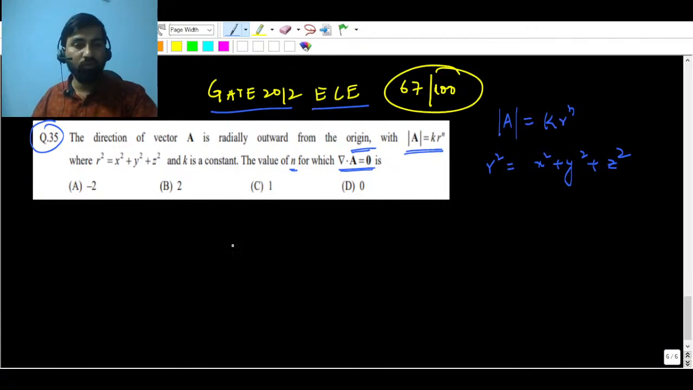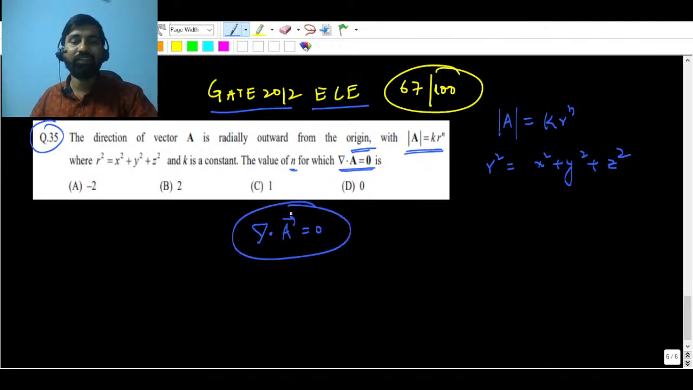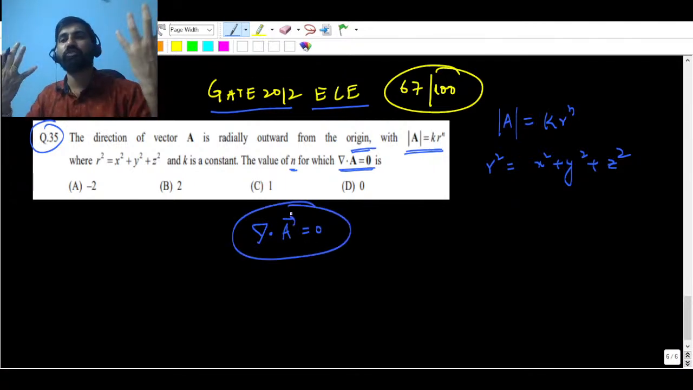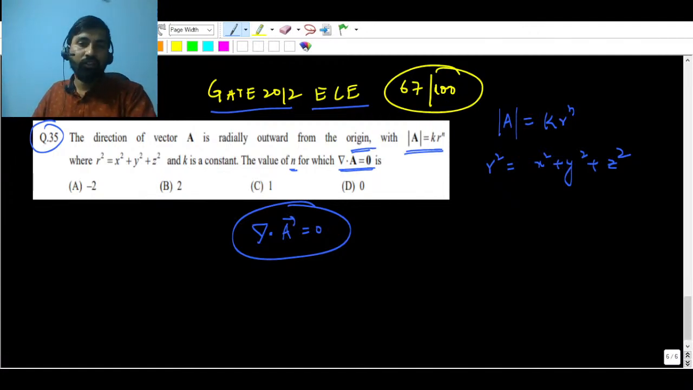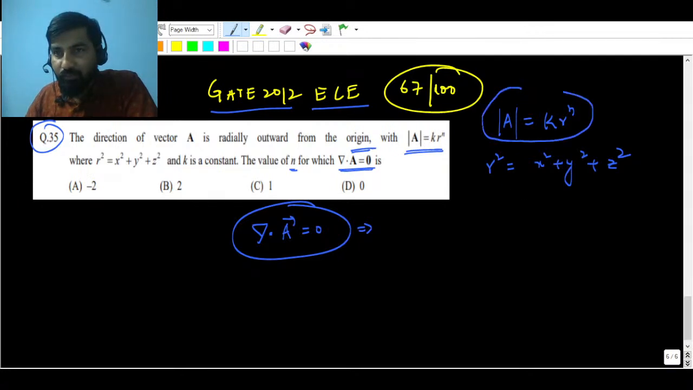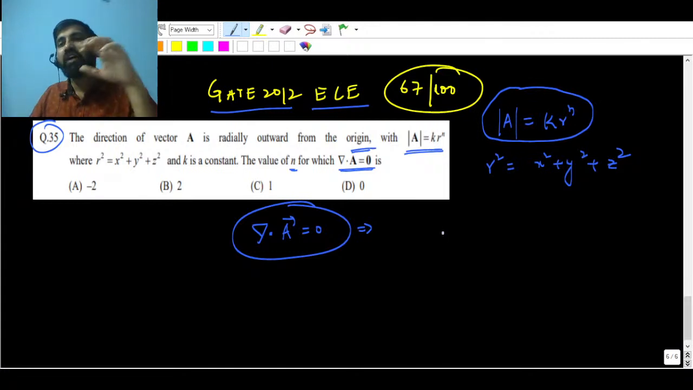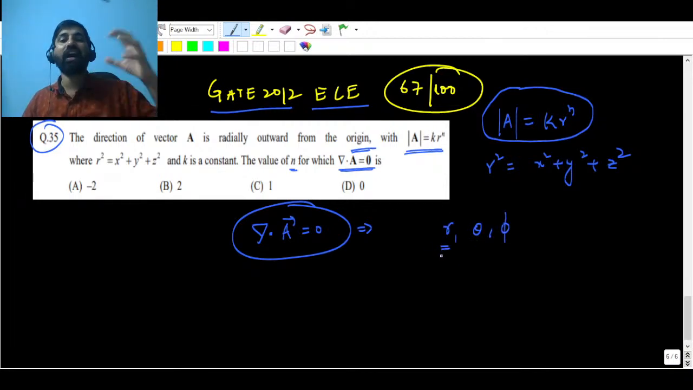What does it mean? Divergence of the vector is 0. It means that you have to understand this is a kind of solenoidal field. They have already told you that the divergence of A is going to be 0. Now, this is the mod of A that is given, right? So they have given the R component. In spherical coordinate system, there is R, theta, and phi. So what they have given here is the R component.